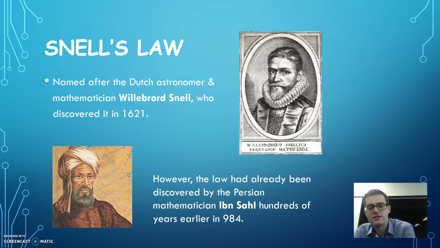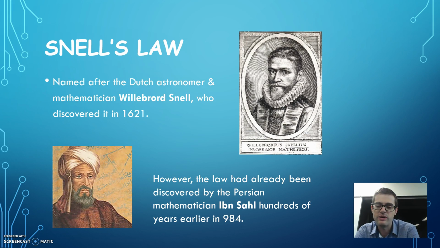So Snell's law is named after a Dutch guy called Willebrord Snell, and he discovered it in 1621, so almost 400 years ago. Now, although I probably should say for fairness here that this law had already been discovered hundreds of years earlier by a guy called Ibn Sahl, who was a Persian working in Iraq, I think. So you might say to yourself, well, why isn't it called Sahl's law instead of Snell's law?